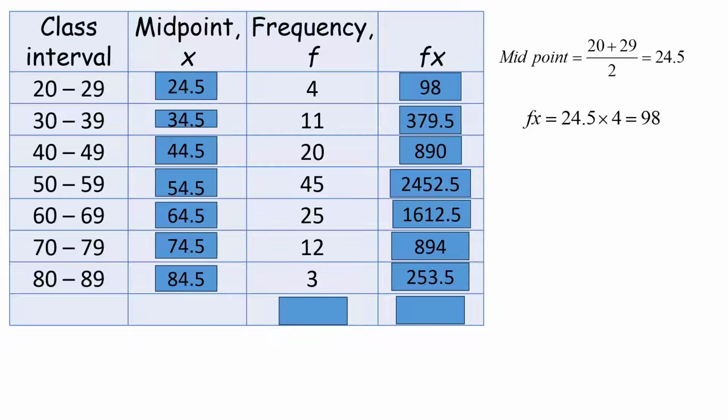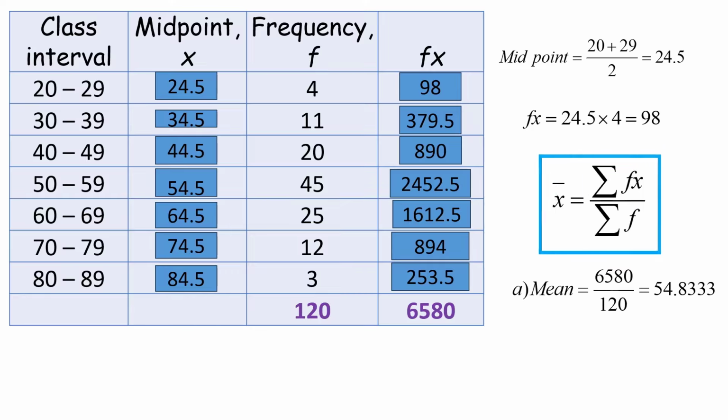Once the table is complete we can find the summation of f and the summation of fx. Now we can find the mean of the given distribution by inserting the obtained values into the correct formula. I hope you are able to find the mean of the given distribution.